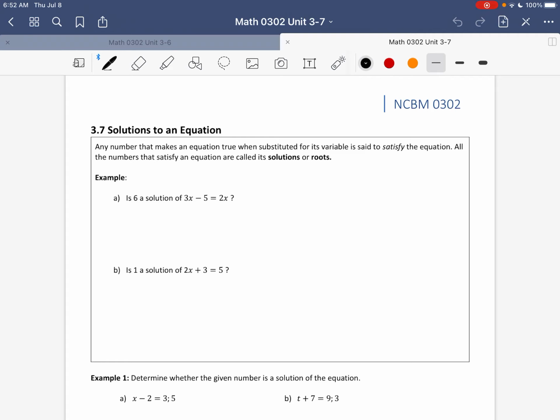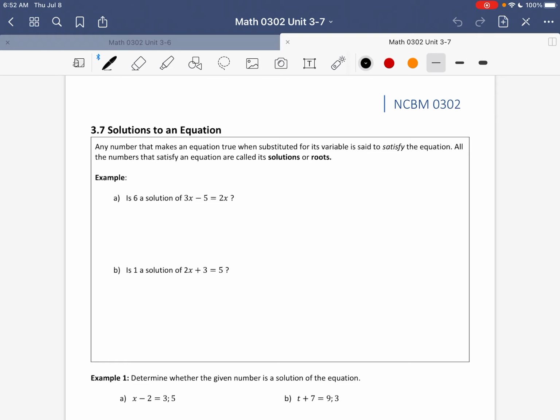Any number that makes an equation true when substituted for its variable is said to satisfy the equation. All the numbers that satisfy an equation are called its solutions or roots. So in the example, what it's asking us is to determine if the number 6 is a solution of the equation 3 times the variable x minus 5 equal to 2 times variable x.